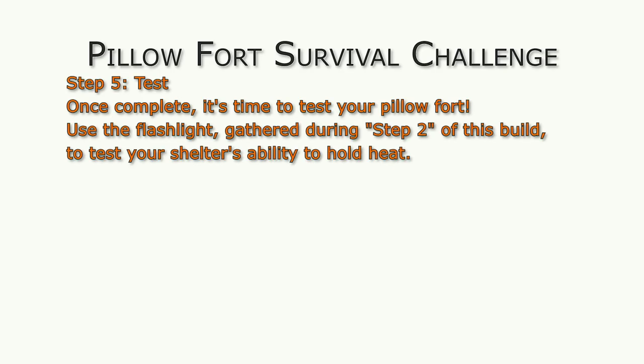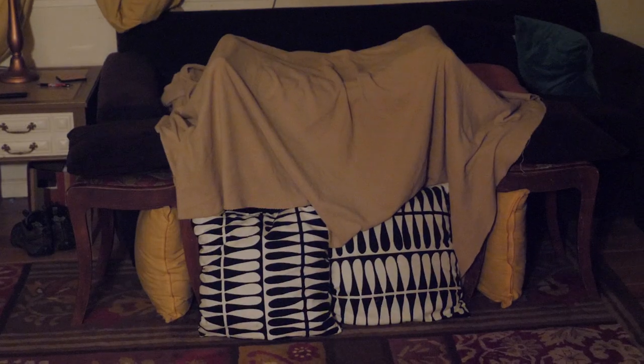Step 5, test. Once complete, it's time to test your pillow fort. Use the flashlight gathered during step 2 of this build to test your shelter's ability to hold heat. In a dark room, turn the flashlight on and place it inside your shelter. Exit the shelter and look for beams of light exiting the walls of your build. Any avenues of light exiting your shelter represent passages where heat will escape too. Imagine the beams of light exiting the walls of your shelter as a visual representation of radiant heat.